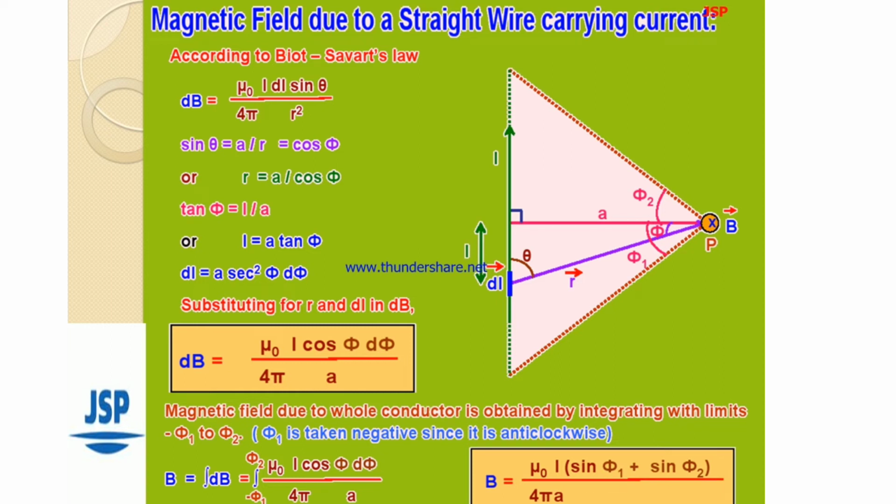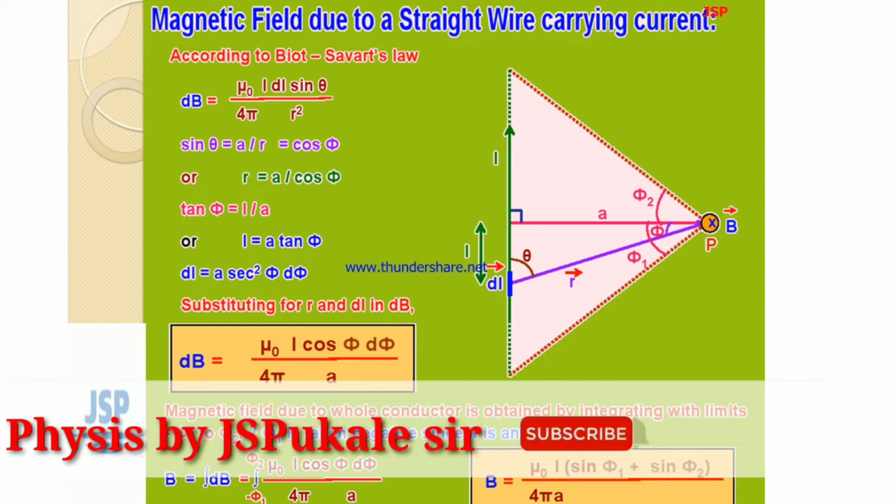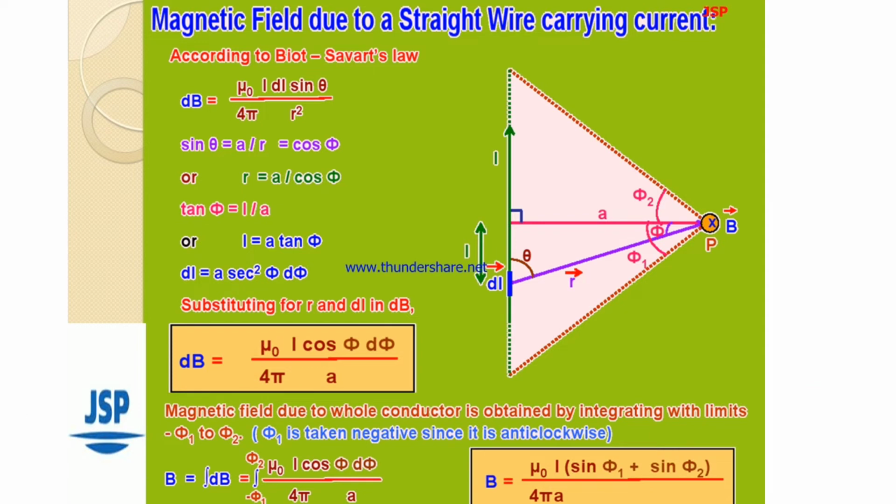Magnetic field due to the whole conductor is obtained by integrating with limits minus phi 1 to phi 2. Phi 1 is taken as negative since it is anticlockwise. B equals integration of dB equals integration from minus phi 1 to phi 2 of mu naught I cos phi d phi whole divided by 4 pi a, or B equals mu naught I bracket sin phi 1 plus sin phi 2 close the bracket whole divided by 4 pi a.